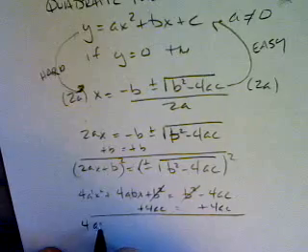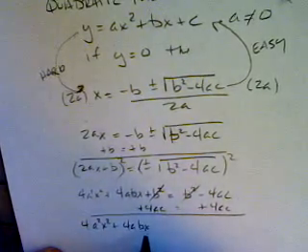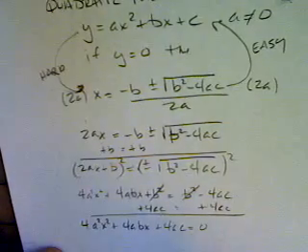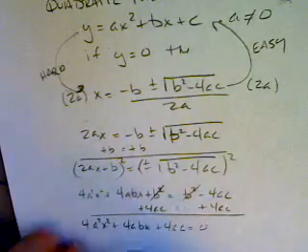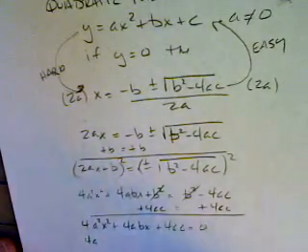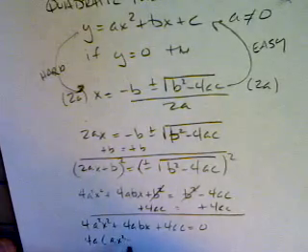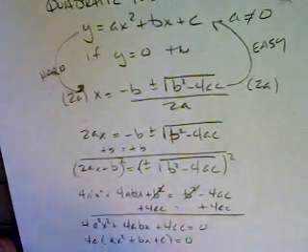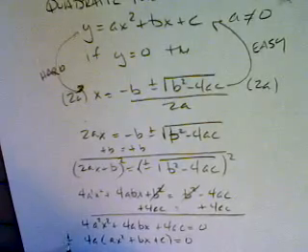4a squared x squared plus 4abx plus 4ac is going to equal 0. Well, actually, I can pull out a 4a. Okay, a x squared plus bx plus c equals 0. What do I do with the 4a? I divide both sides. I multiply both sides by 1 over 4a.